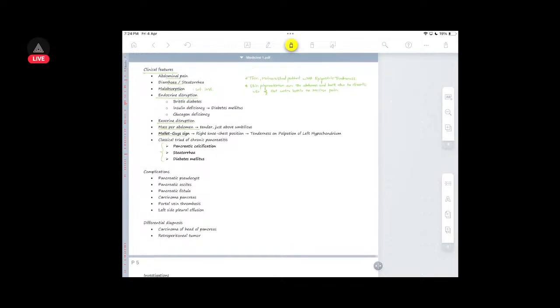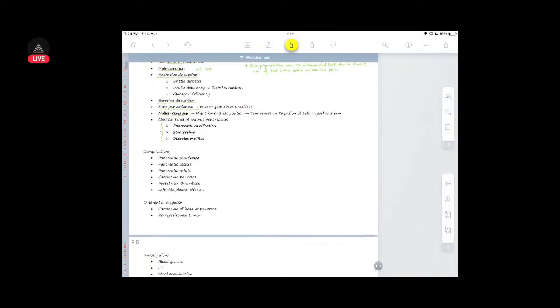Exocrine disruption, of course, basically malabsorption. Endocrine disruption: you have brittle diabetes, insulin deficiency, and glucagon deficiency. The insulin deficiency leads to diabetes mellitus.